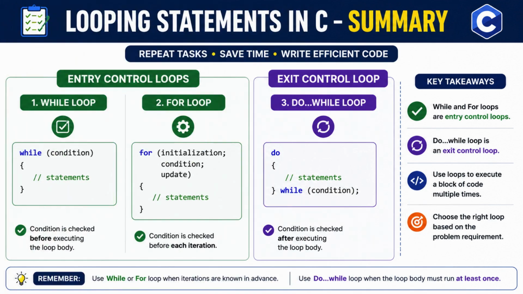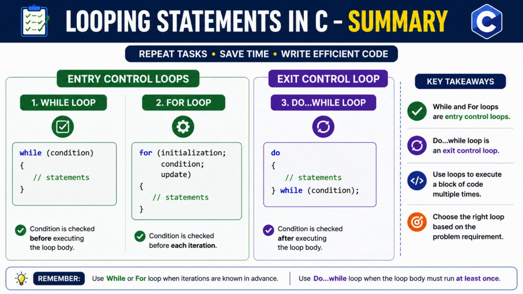So let's quickly summarize what we have learned about looping statements in C language. Loops are used to execute a block of code repeatedly, helping us write efficient, clean and time-saving programs. In C programming, there are three types of loops. The while loop is an entry control loop where the condition is checked before executing the loop body. It is useful when the number of iterations is not known in advance.